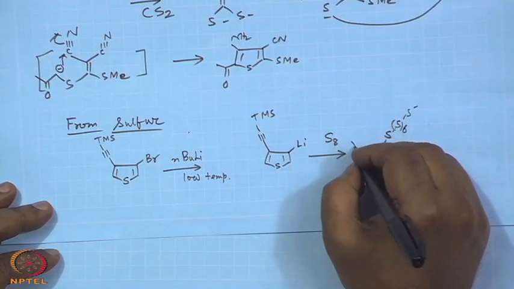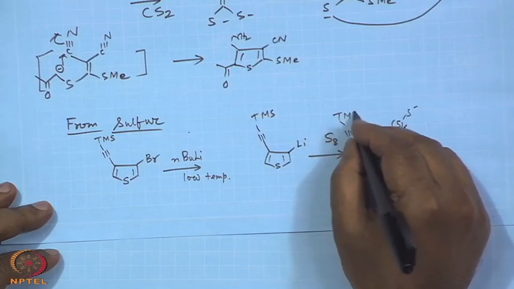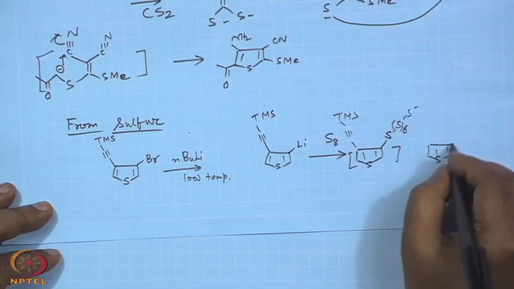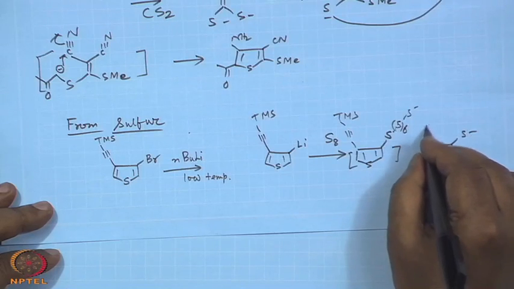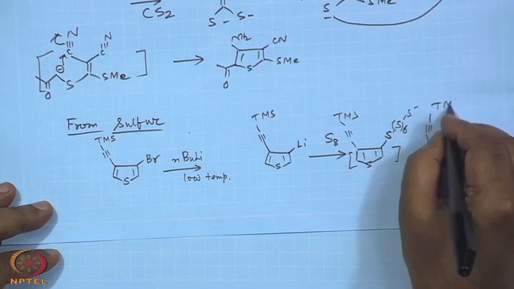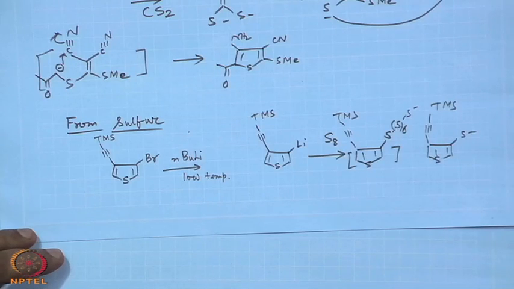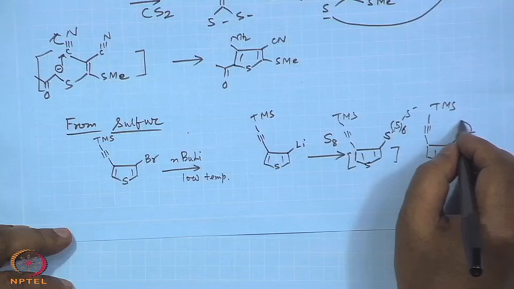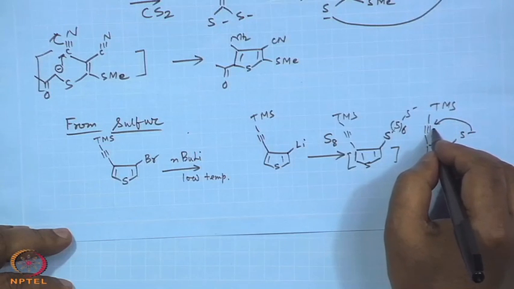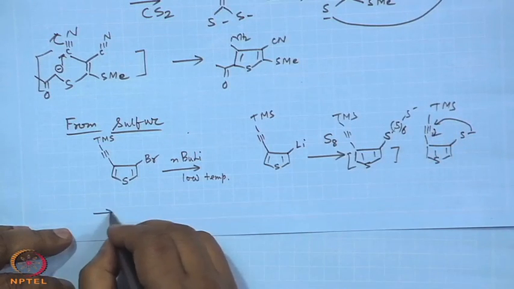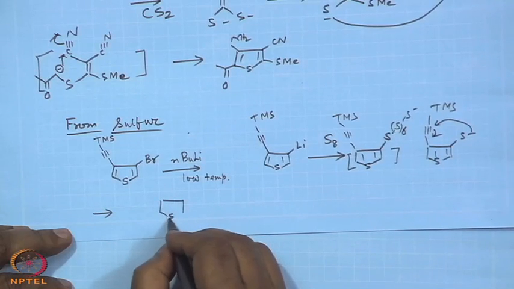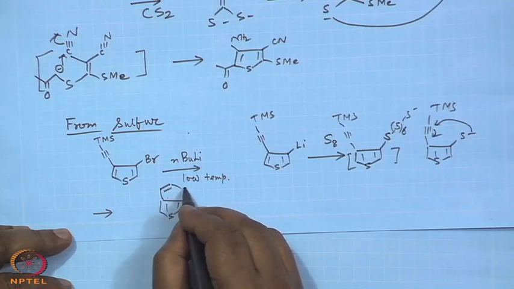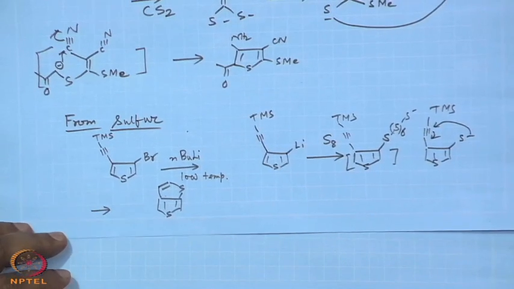So, it breaks down to this, which is unstable, of course. So, what will you be getting? You will be getting S minus and TMS. And then, as in the previous furan cases you have seen, this nucleus would undergo 5-endo cyclization, and the workup would give you a compound which would be known as thiophene.